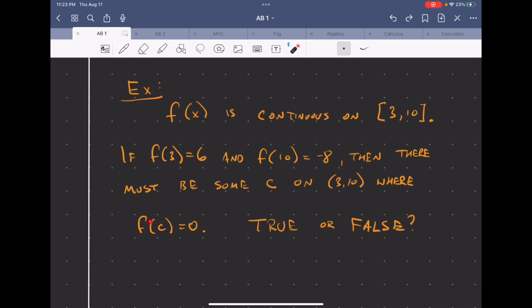And they're asking you specifically, is there an f of c equal to 0? So just compare the y value for this to the other two y values. 0 is between 6 and negative 8. That means that there has to be some c that is on (3, 10). And c being on (3, 10) just means it has to be between 3 and 10. So the parentheses here just means that c has to be specifically between 3 and 10. It cannot be equal to 3 and 10. So this would be true.